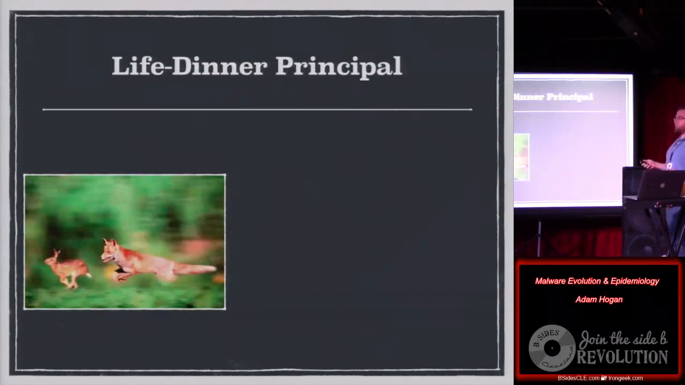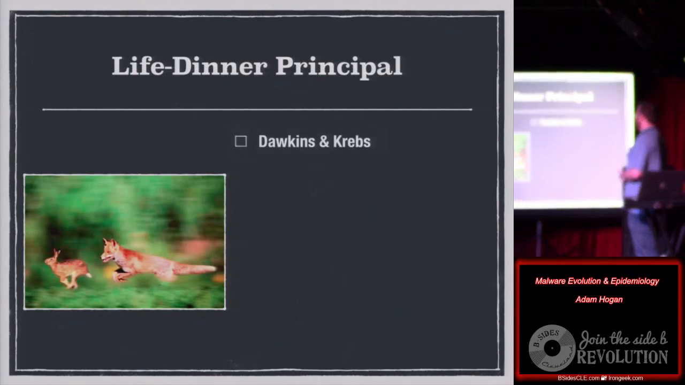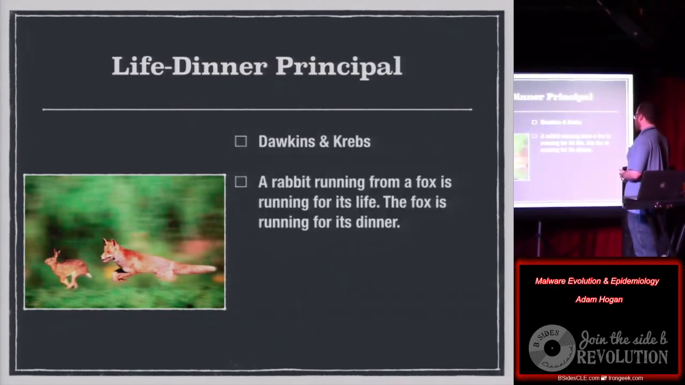Okay, so let's move on to some of the other principles we can take from civilizations that follow this, right? First is called the life dinner principle. So here we have a fox chasing a rabbit. That actually comes from research by Dawkins and Krebs. So a rabbit is running from a fox. It's running for its life, right? So what are the possible outcomes of this chase? It's going to get caught or not.